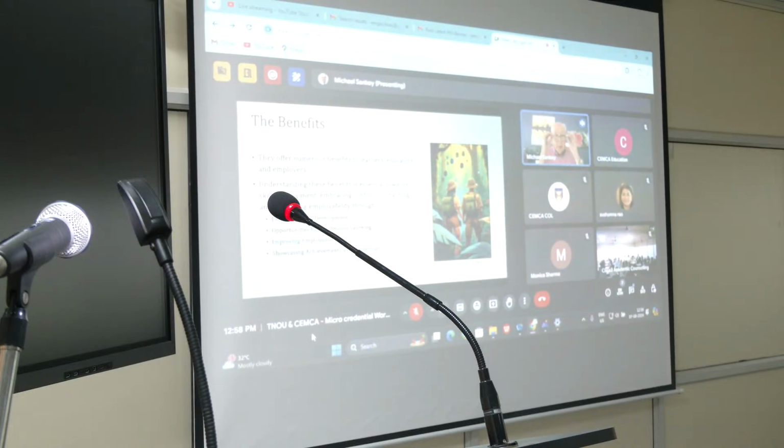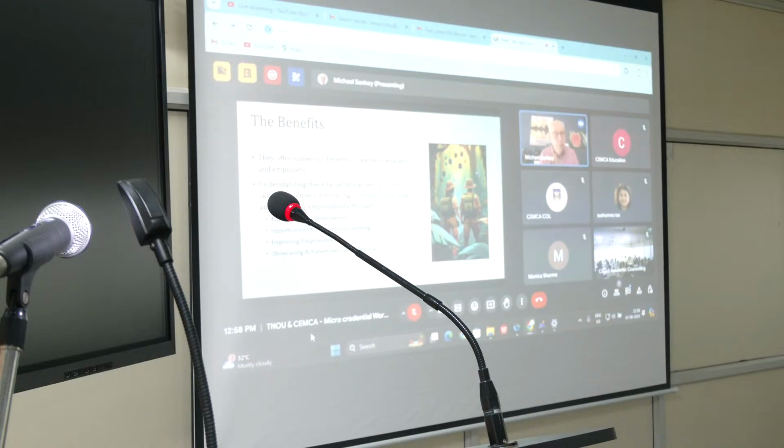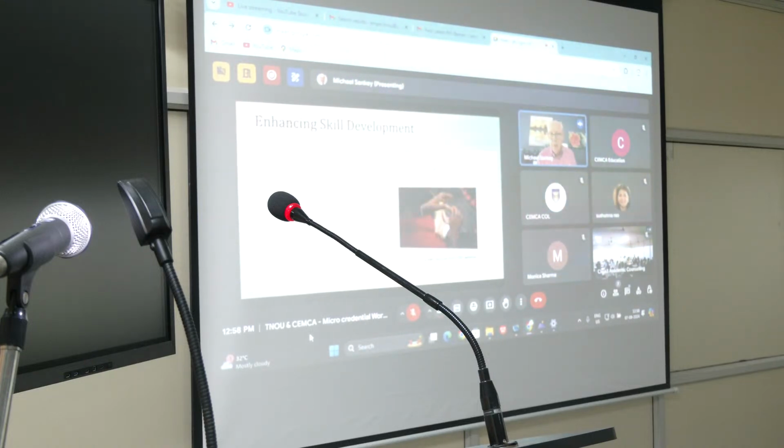And understanding some of those benefits is essential to us moving forward as we develop our model of doing micro-credentials. And that's about enhancing skill development, it's about opportunities for continuous learning, it's about improving employability, and it's about showcasing our achievements and credentials.